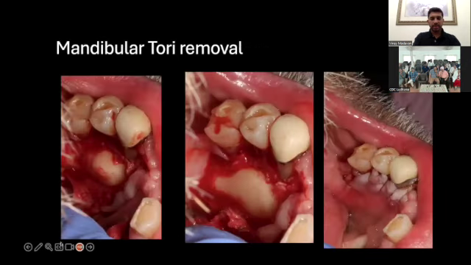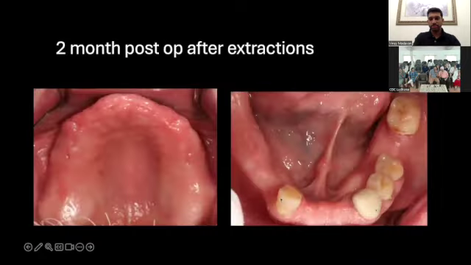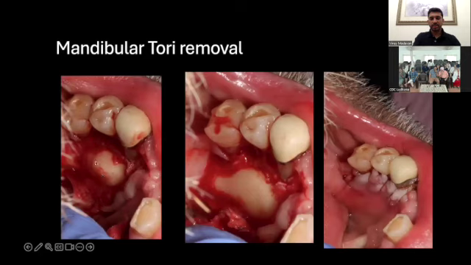During that phase, while the patient was wearing an interim partial, he was complaining of discomfort on the lower left side where he had a lingual tori. So I decided to go ahead and remove that tori. That's the tori that was bothering him constantly.